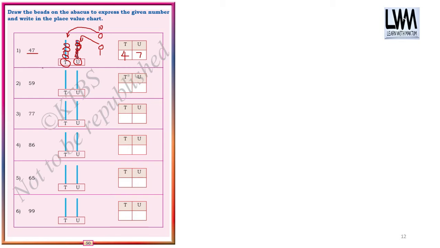Okay, the same way, I will tell you how many beads you should draw. So here you should draw 5 beads at tens place, 9 beads at units place. Then for the third one, 7 beads at tens place, 7 beads at units place. And here 8 beads at tens place, 6 beads at units place. And the fifth one, 6 beads at tens place, 5 beads at units place, and lastly 9 beads at tens place, 9 beads at units place. Clear with this?